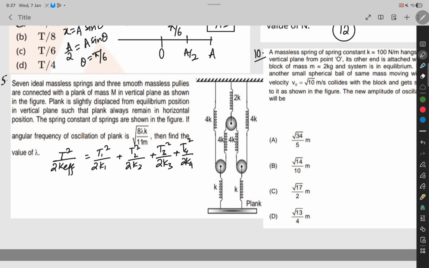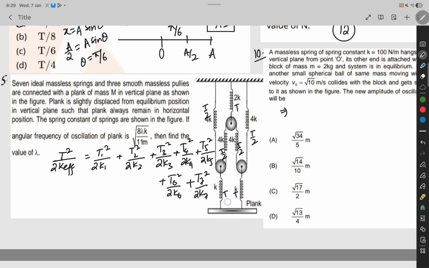How many springs are there? 1, 2, 3, 4, 5, 6, 7. So on, T5 square by 2k5, and T6 square by 2k6, and this will be T7 square by 2k7. I am just solving it over here. T is the tension at the mass side, so if this is T, and this is T, then that will be T by 2, T by 2, T by 2, T by 2, and it will be T. So the total tension at the mass side is 2T.